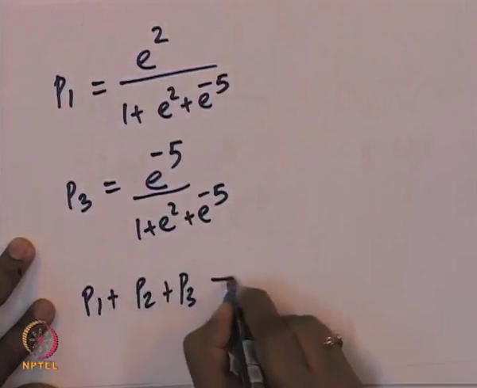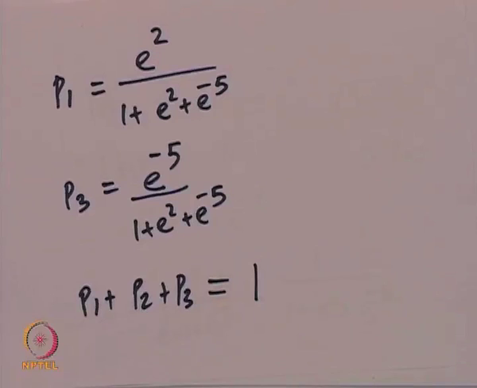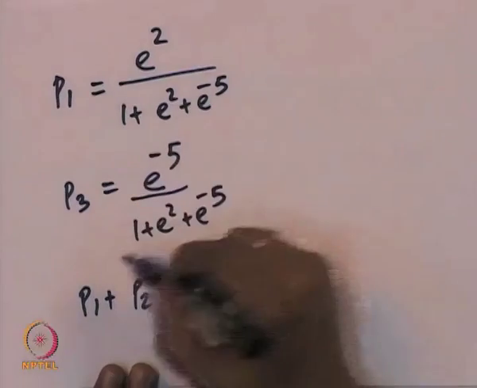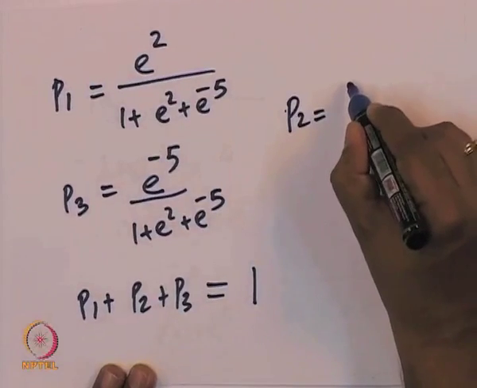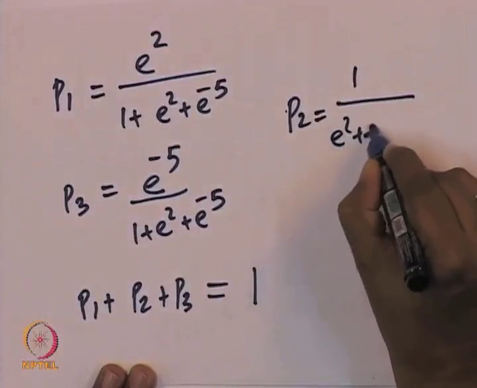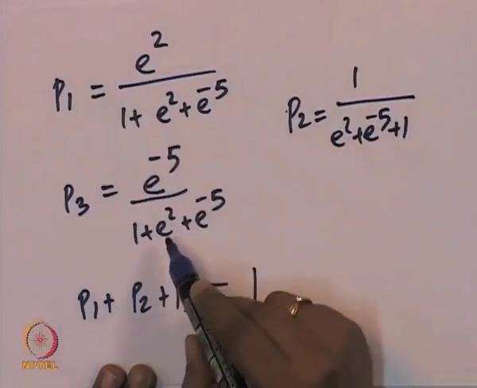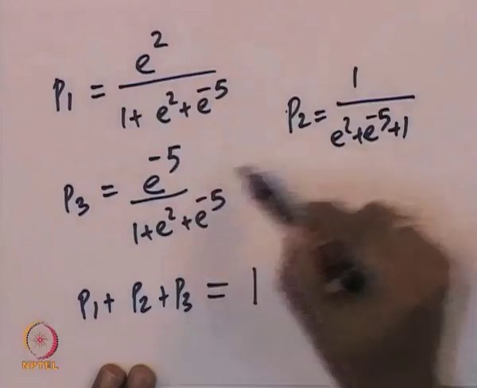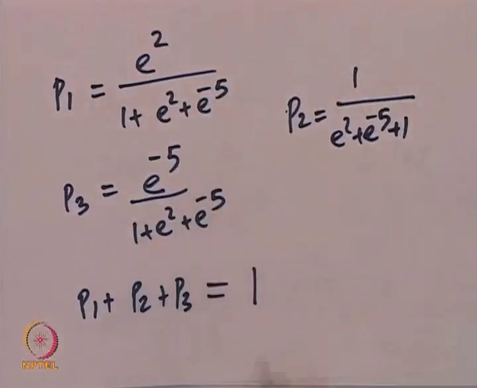plus P3, the total probability, this is the probability of finding the system in any of these 3 states, the total probability of finding is 1. We know this P1, P2 and you can see P3, P2 we wrote, which is e power 0, which is 1 by e power 2 plus e power minus 5 plus 1. So, the denominator is the same in all of these, and the sum of numerators will become 1 plus e power minus 5 plus e power 2, and this will become 1.